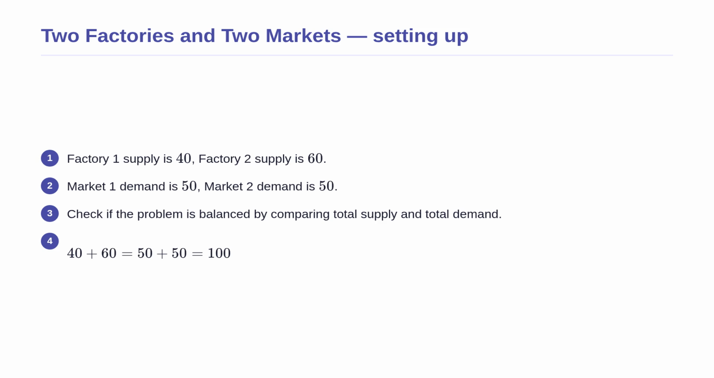Our first step is always to verify the balanced condition. The total supply is 40 plus 60, which equals 100. The total demand is 50 plus 50, which also equals 100. Since both totals match exactly, the problem is perfectly balanced.